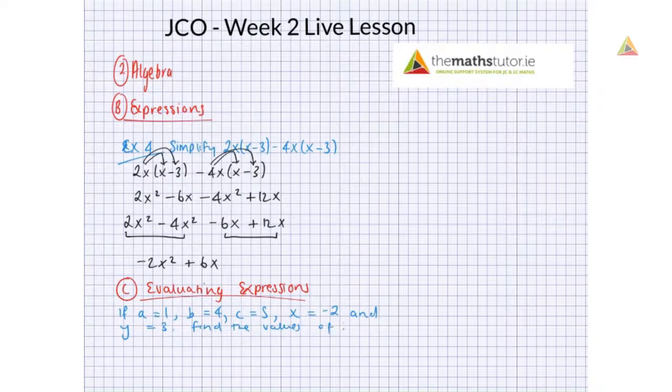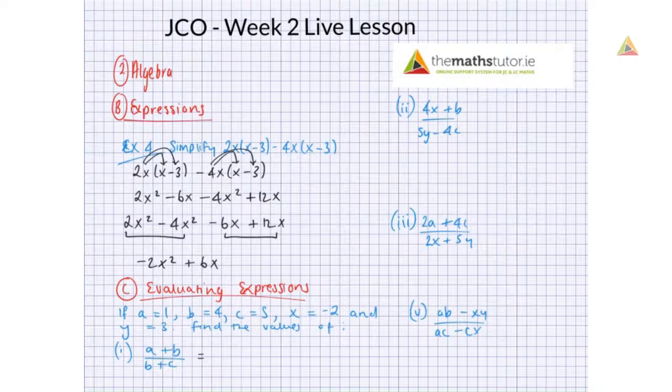So this is a longer question. So the first question there, find the values of a plus b over b plus c. Next one is going to be 4x plus b over 5y minus 4c. Third one is going to be 2a plus 4c over 2x plus 5y. And finally, ab minus xy over ac minus cx. So we're literally just plugging in values here.